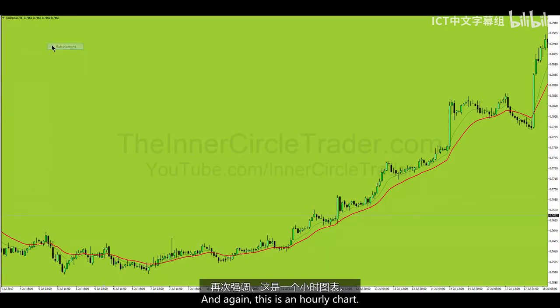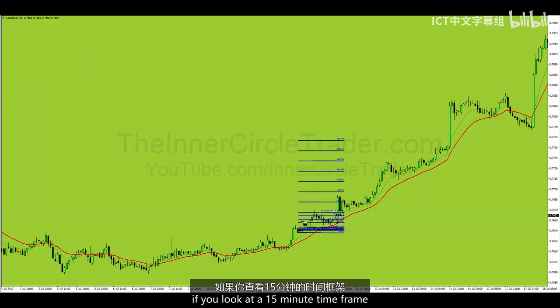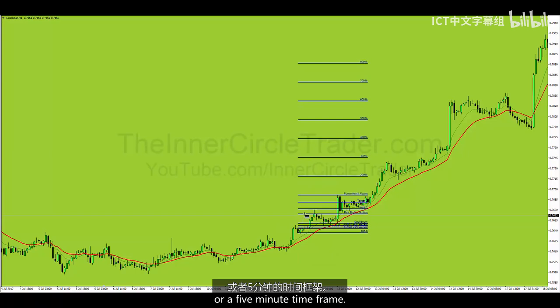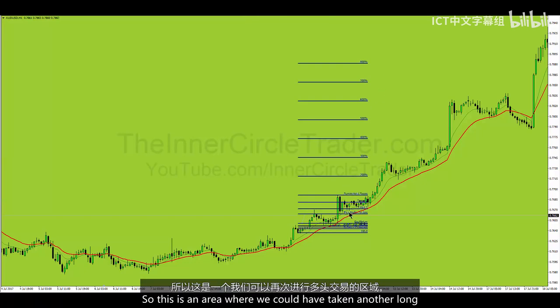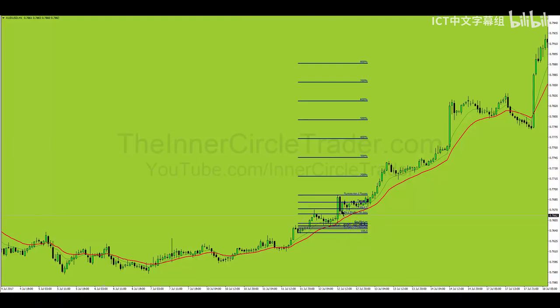And again, this is an hourly chart, so there's a little bit more pips in this if you look at a 15-minute time frame or a 5-minute time frame. So here we have our impulse leg, retraces, optimal trade entry, symmetrical price swing. Leave a little portion on. Why? Because we are inside the green shaded area and we're anticipating that daily chart to expand on the upside. So this is an area where we could have taken another long, or we could have added more from our original position.